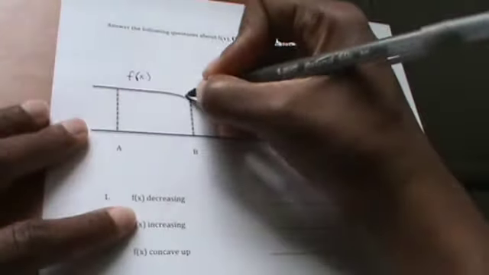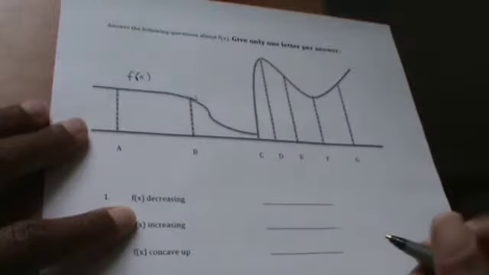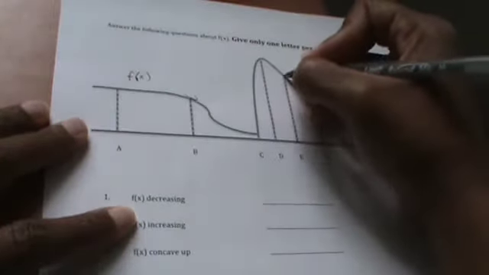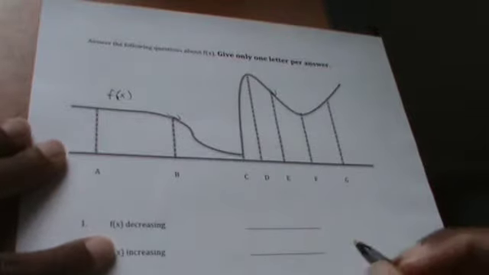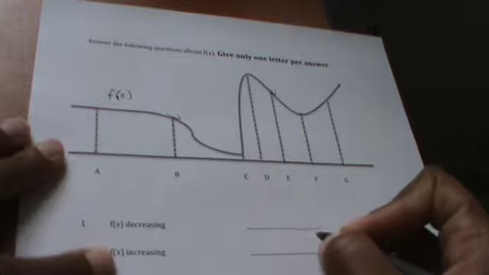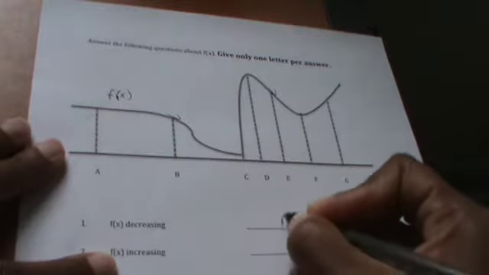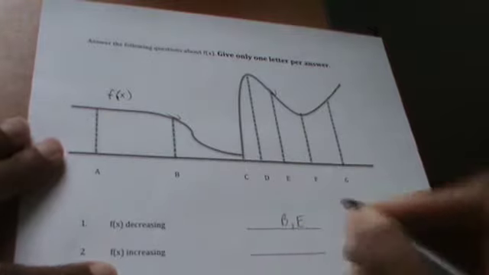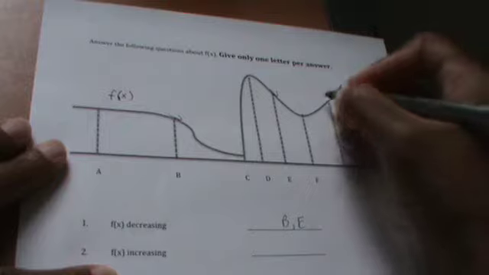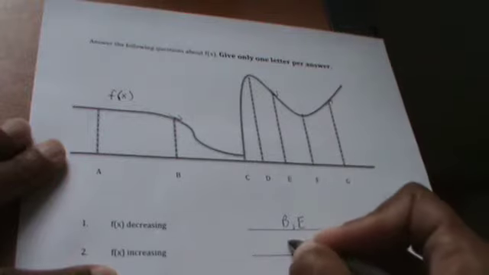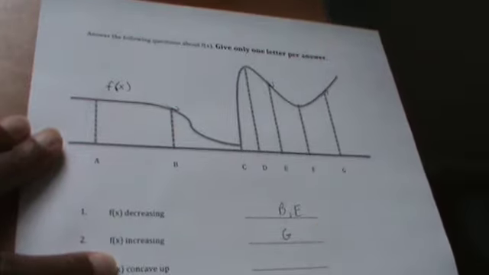F is decreasing through B, decreasing through E. We can see that F is coming down in those two spots. Okay, so B and E both work. Where is F increasing? So if you were on a roller coaster ride, your ride would be going up. So you could say your function is increasing through G.